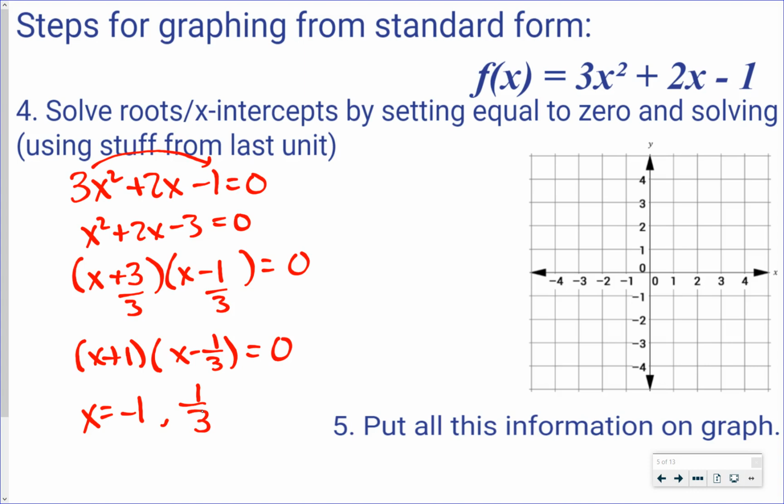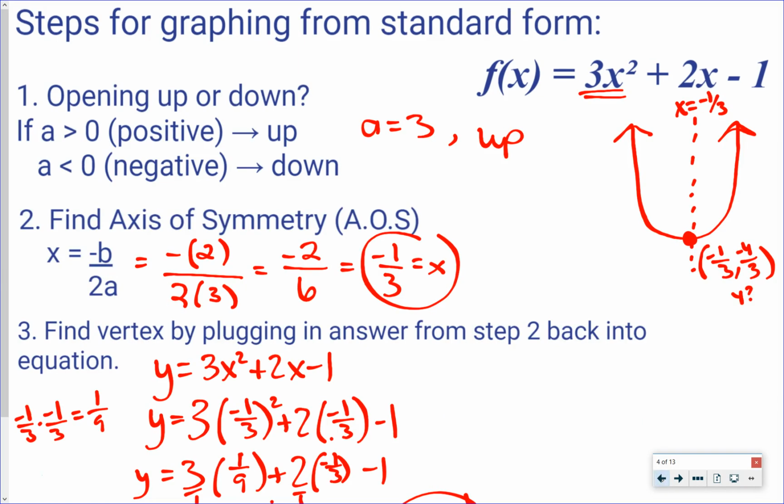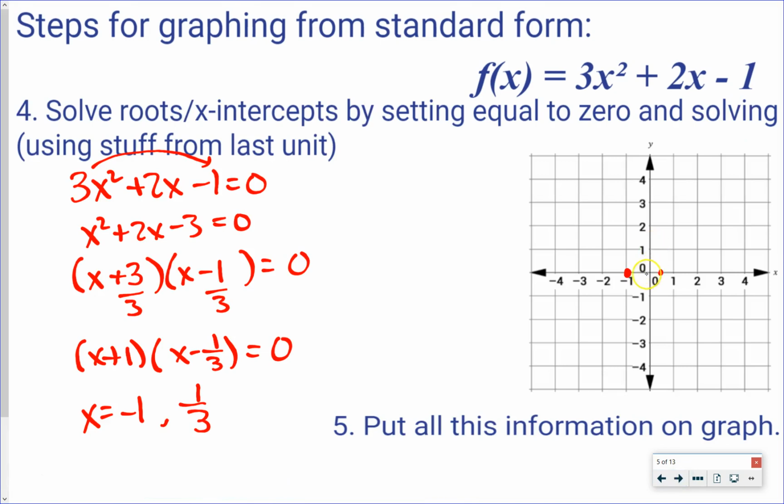And then, yes, our final step is to graph it all. So we've kind of slowly been doing that. So here we go. Negative 1, 1/3, that's like 0.3. That's like right here. What was our vertex? Negative 1/3 and negative 4/3. So about right here somewhere.